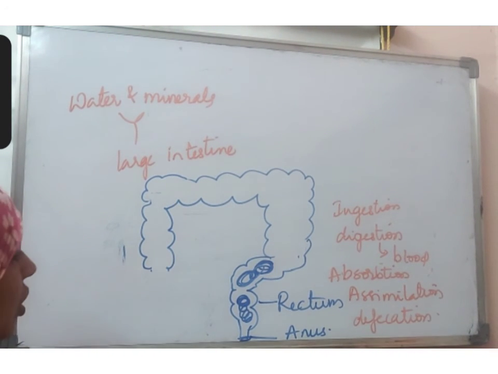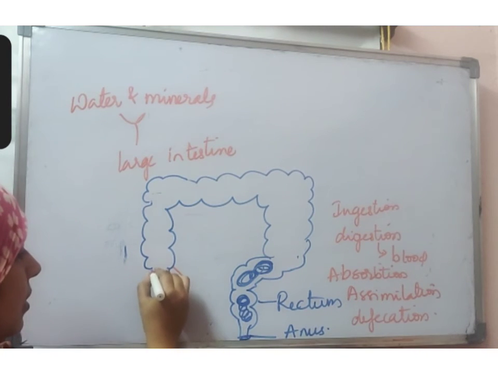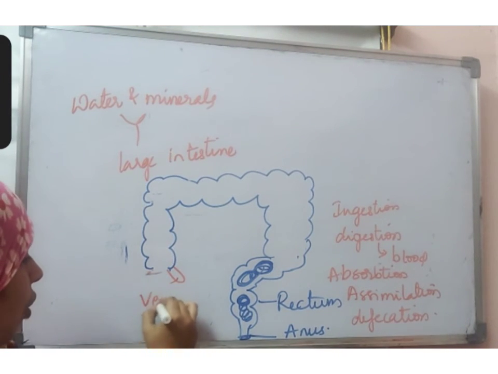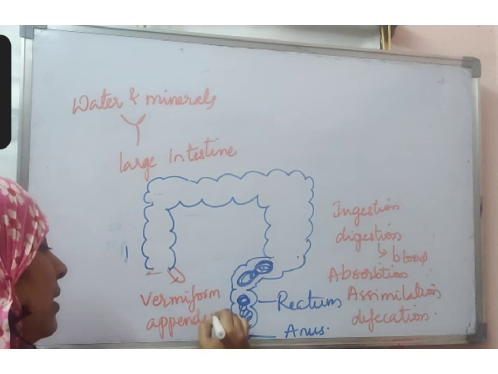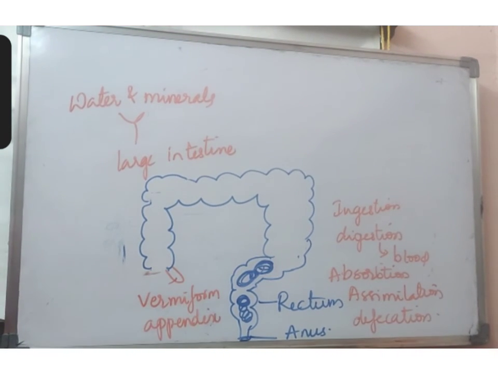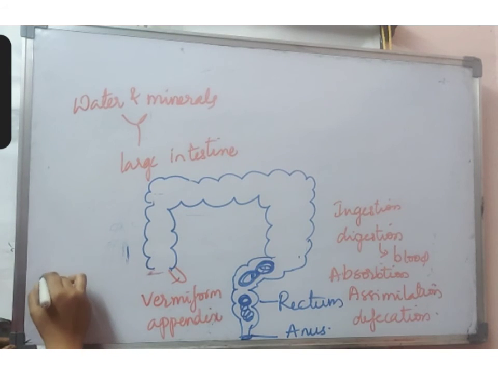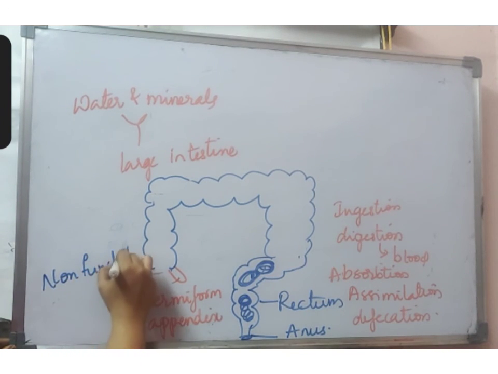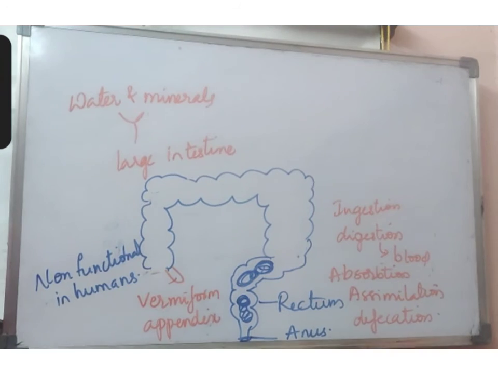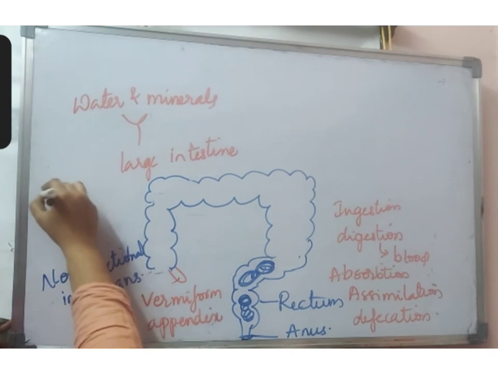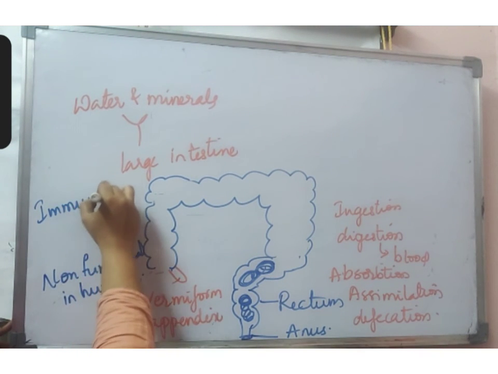So there is a small structure called the vermiform appendix, or simply you can call it appendix. Vermiform appendix or appendix is the same. So this organ is non-functional in human beings. But in earlier organisms, for example in rabbit, it has a very good role in immunity. It helps in production of immunity.